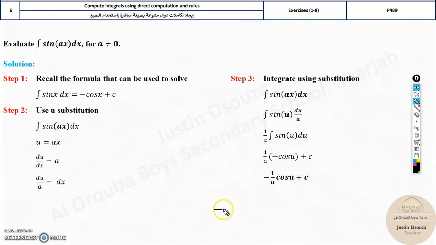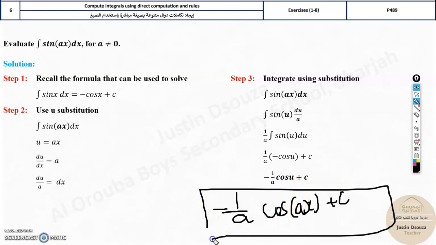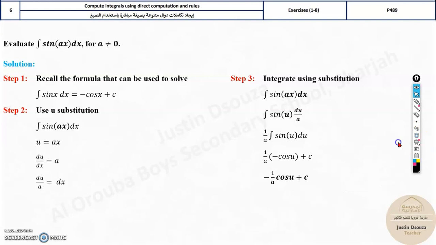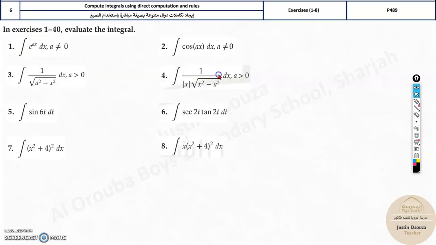What is u? We have assumed u to be ax. So it is minus 1 by a cos ax plus c. So this is your final answer. Remember, always, what is given is not sine x, it is ax. So substitute that back: u is equal to ax. You need to resubstitute back, and this is your final answer. I apologize, I missed that step out, but I'll be adding it soon. So that would be the final answer. Now over here, same thing. Whenever there is a constant, 1 by a comes out.